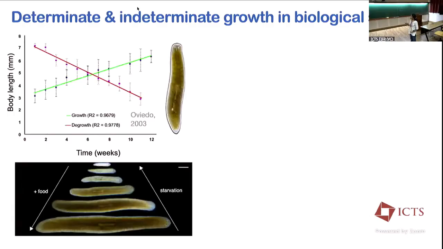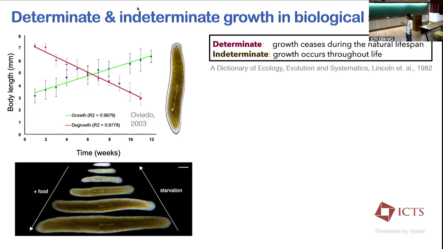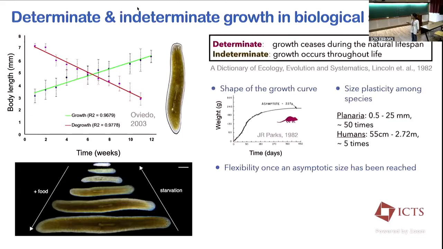But there are also organisms like planaria. If you keep feeding them, they keep growing, and if you starve them, they actually shrink. So the growth curves look like this, where there is really no notion of a final size. And this is what is called indeterminate growth. And there is some evidence to believe that the more ancestral species in the evolutionary tree show indeterminate growth. Okay, so these are the two phenotypes observed in biology, with these two kinds of growth curves.